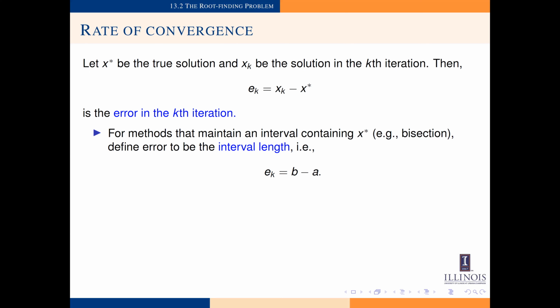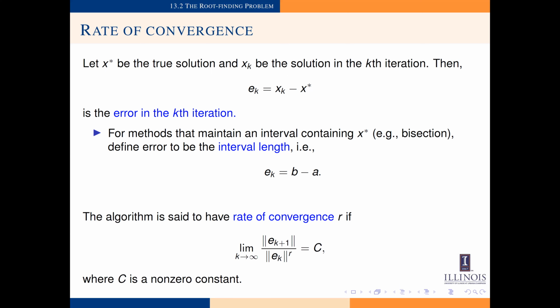For methods that maintain an interval containing x star, such as the bisection method, error can be defined as the length of the interval, in other words, b minus a in the kth iteration. The algorithm is said to have rate of convergence r if the limit as k goes to infinity of the ratio between error in the (k plus 1)th iteration and error in the kth iteration to the rth power is equal to some constant c that is non-zero and finite.